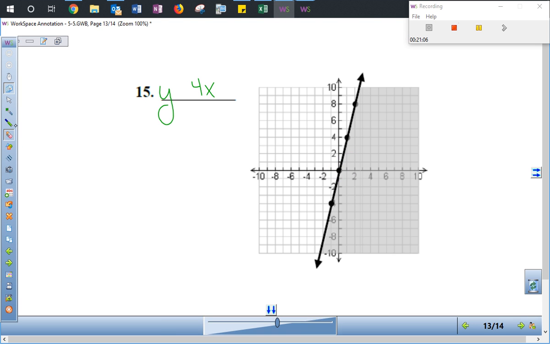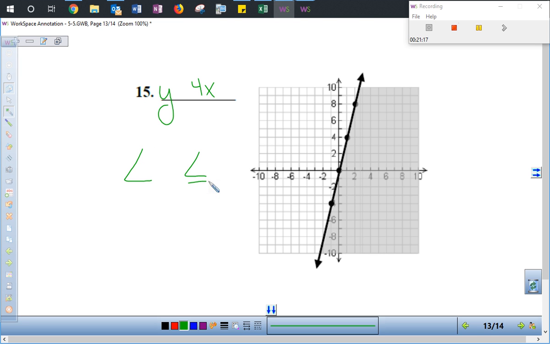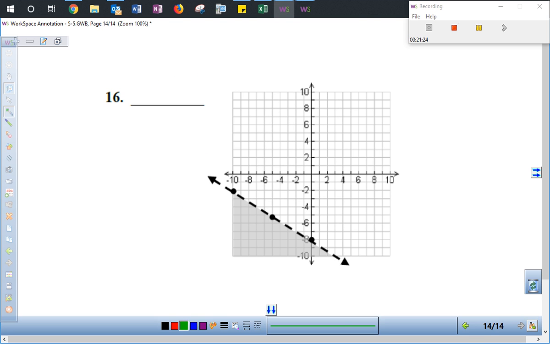Now to figure out what my symbol is, let's look at how they shaded. Now they're shading below the line. Notice how my line is kind of holding this graph down. So that means I can either use less than or equal to. And since it's a solid line, I want less than or equal to. Finally, go ahead and pause the video and do number 16 on your own.